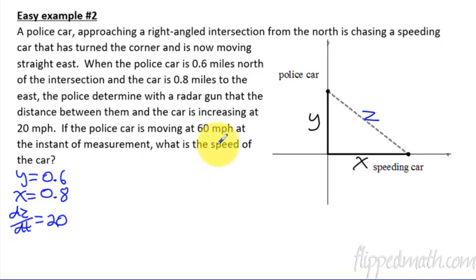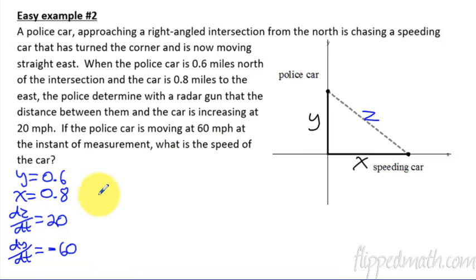So if the police car is moving at 60 miles per hour, so the y is moving at a rate of 60 miles per hour, the police car is. This is the part that throws kids off. So watch what I'm about to do. The rate of change of y is not equal to 60, it's equal to negative 60. Why? Because y is getting smaller. The police car is approaching the intersection, so y has to be decreasing. So we can't just say that it's 60 miles per hour, or else that means the police car would be going away from the intersection. It'd be going this way. We don't want that. We want it to be going towards the intersection, which means that y is decreasing, so we say negative 60 miles per hour.